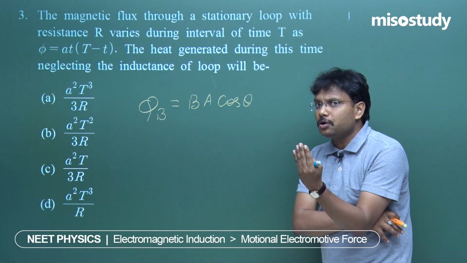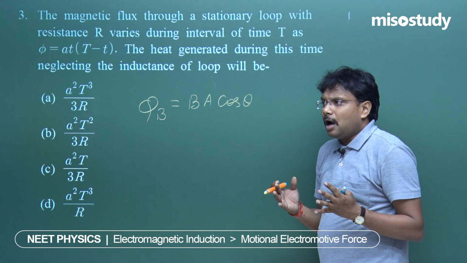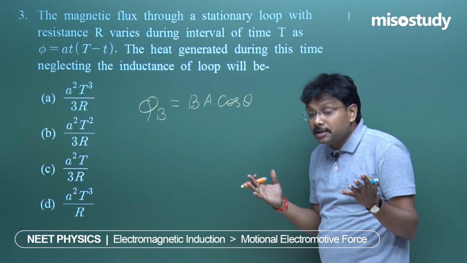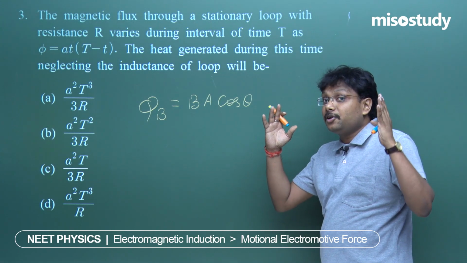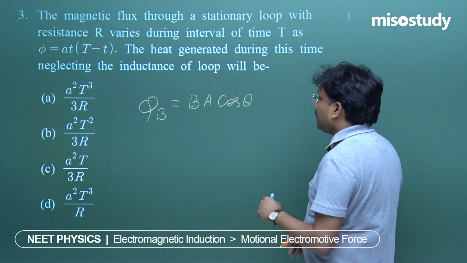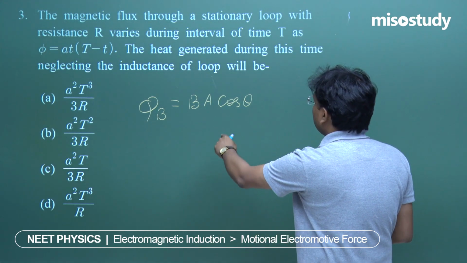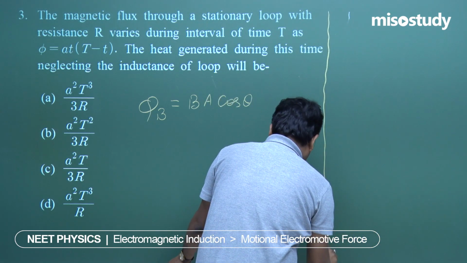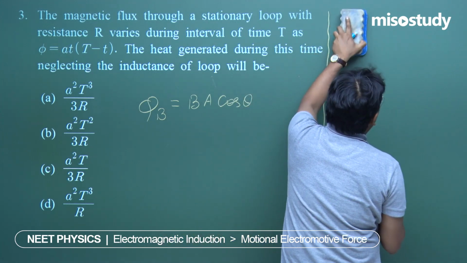Ultimately in this question also they are asking about induced EMF. Only then you can find the heat, H is equal to I square R T type of relation. Okay. So from here we will start our discussion of this topic, I mean this particular question.